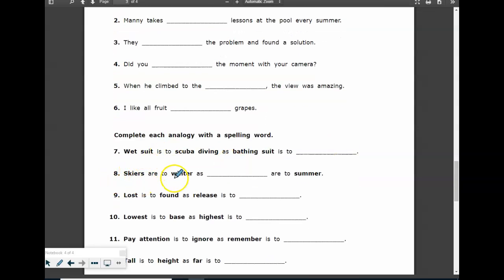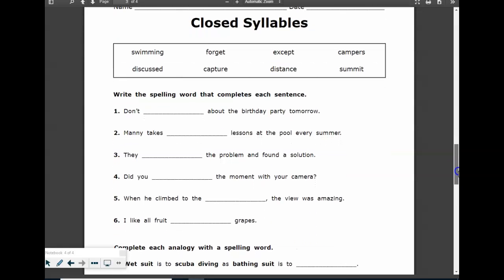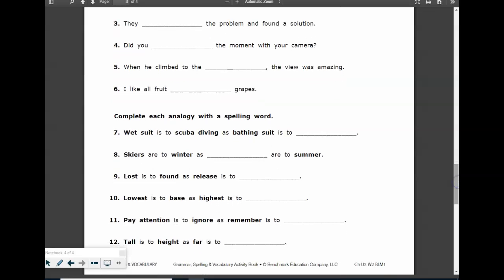Skiers are to winter, so people that go skiing in the winter. Blank are to summer. So what's something that people do in summer? That's one of these spelling words. As swimming is to summer. No, we already did swimming. It can't be swimming. As campers are to summer, because most people go camping.